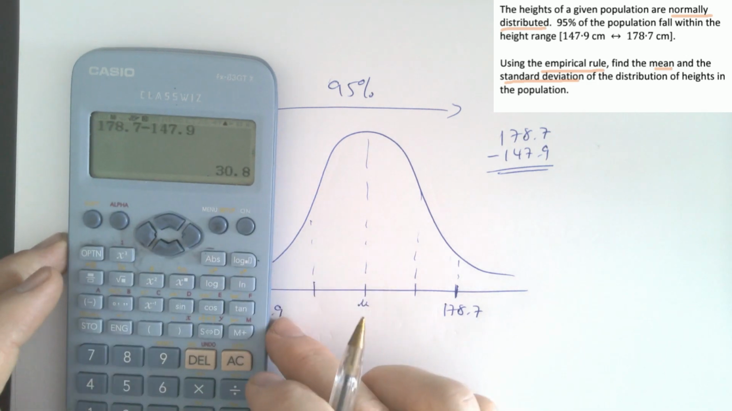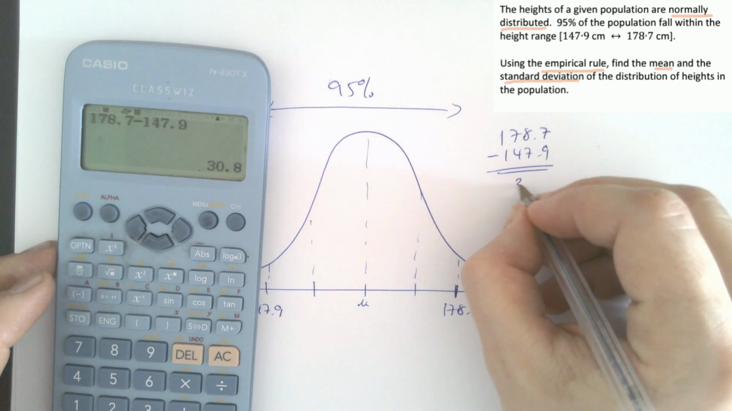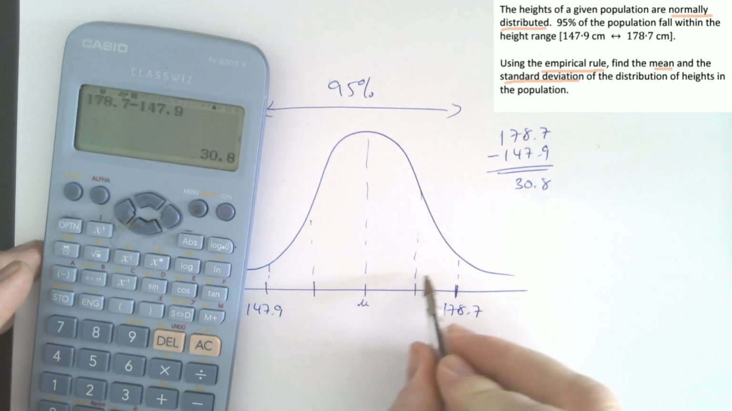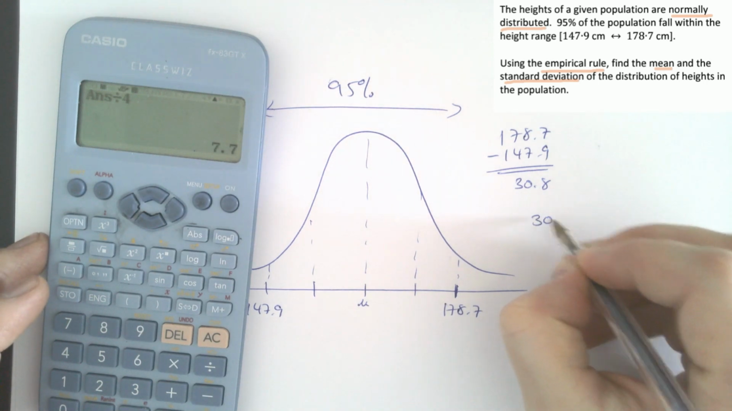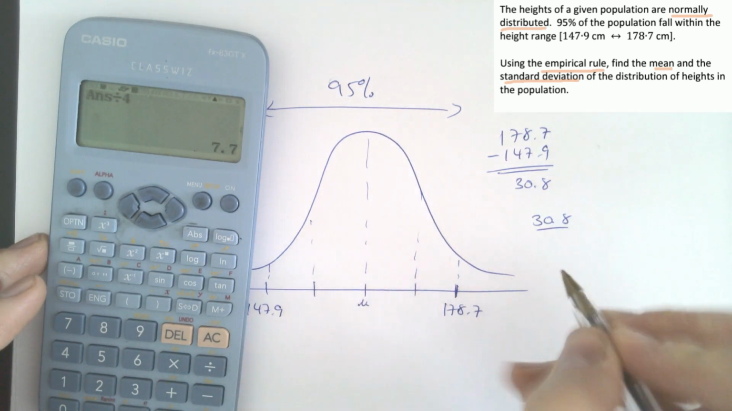So 178.7 minus 147.9 gives me 30.8. So 30.8 represents this whole 4 regions. So I'm going to divide that by 4. So why am I dividing that by 4? Because it's 1, 2, 3, 4 regions.